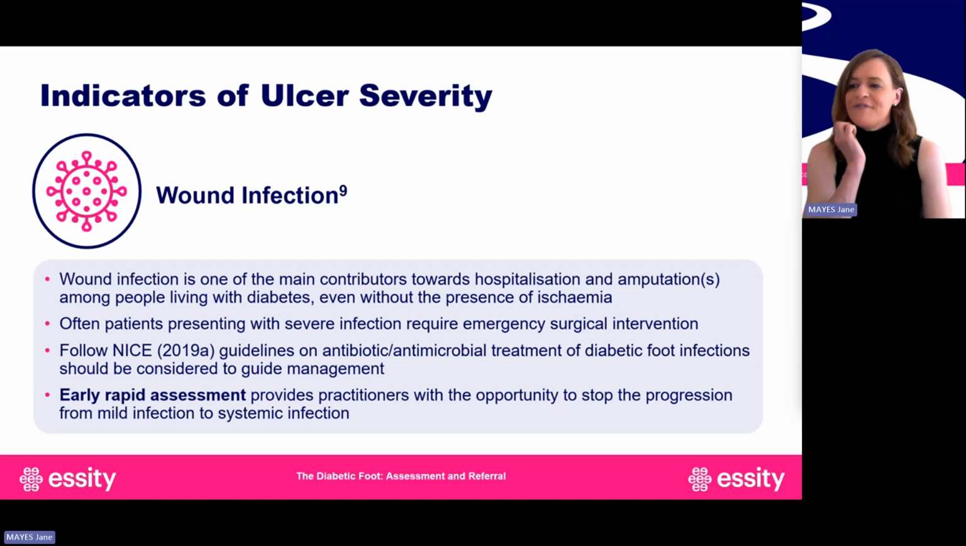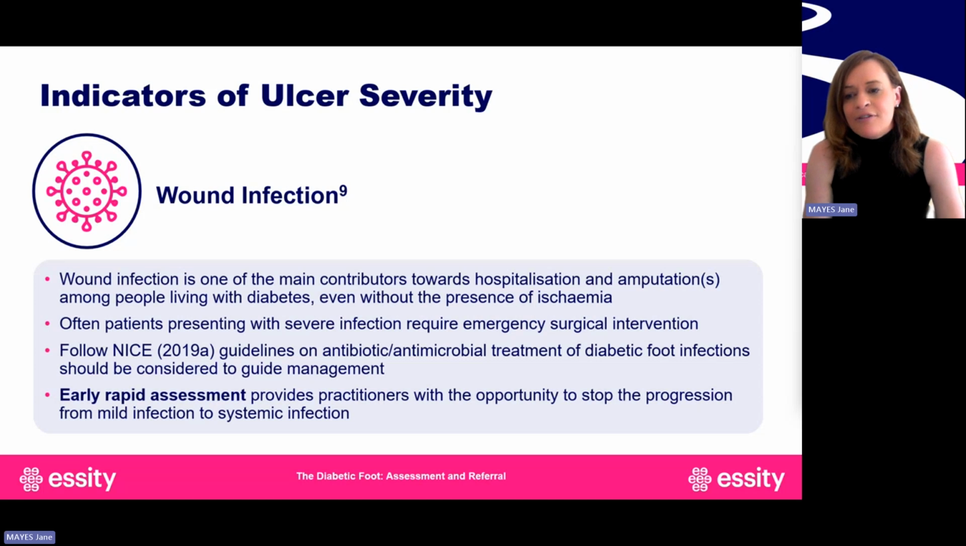So what we'd say on wound infection is it's one of the main contributing factors to that patient going to hospital and requiring interventions, amputations, that word we've been really exploring throughout today's session. So it's all about getting antibiotic interventions and antimicrobial interventions onto this patient as soon as you can detect infection.